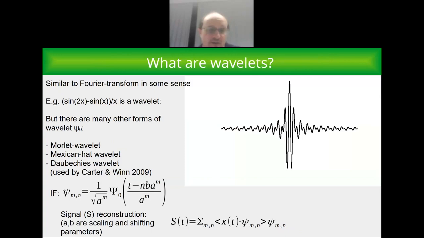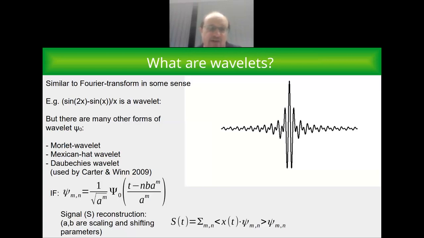Just very shortly, because we don't have too much time: for example, this function which is visualized here, (sin 2x - sin x)/x, is a wavelet immediately. But there are many different definitions for a wavelet. Different forms of wavelets can be imagined mathematically. And you can create more and more wavelets, which are denoted by psi_mn. And a is just a scaling factor, b is just a shifting parameter, and m and n are integers.